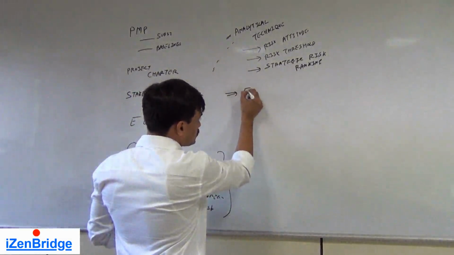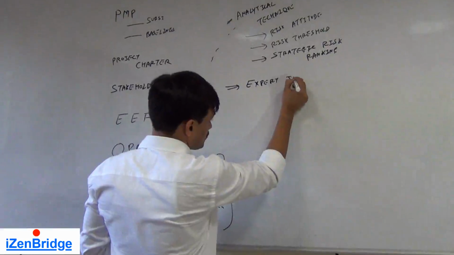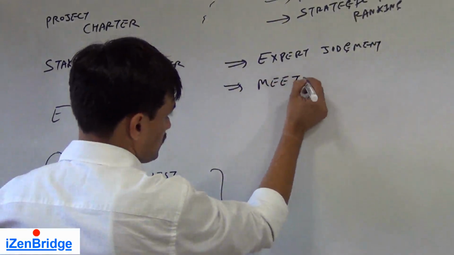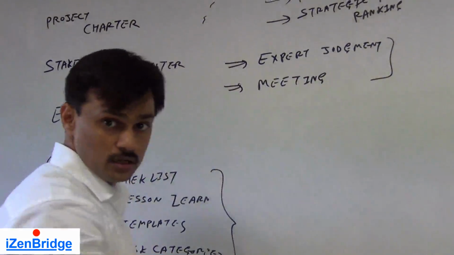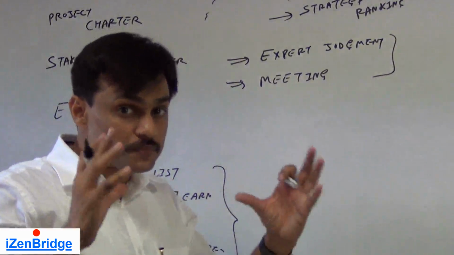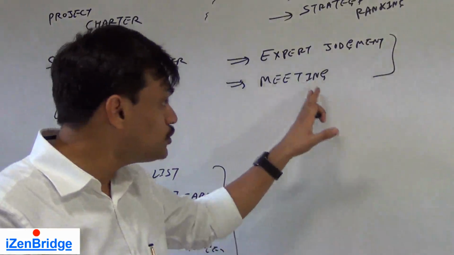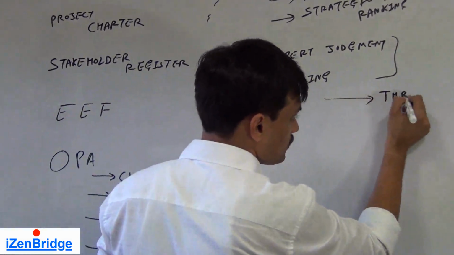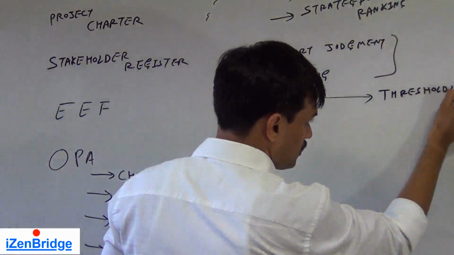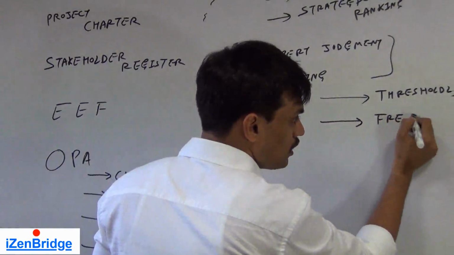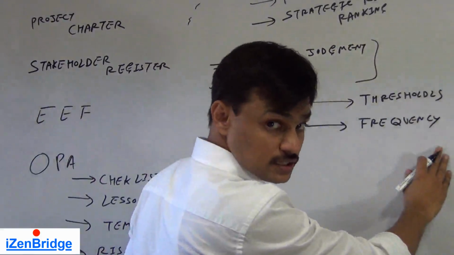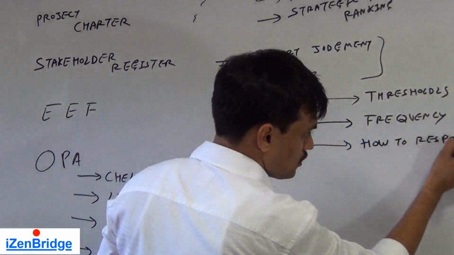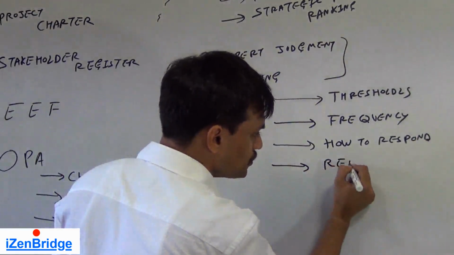Now there are two other techniques which are used. One is expert judgment and the other is meeting. Now these two may happen together. Experts may come together and discuss their judgment, their analysis in a meeting. So what they do, they try to identify what kind of thresholds we should be following, at what frequency we should be controlling and monitoring risk, how we should respond to it, and what kind of reporting format should be used.